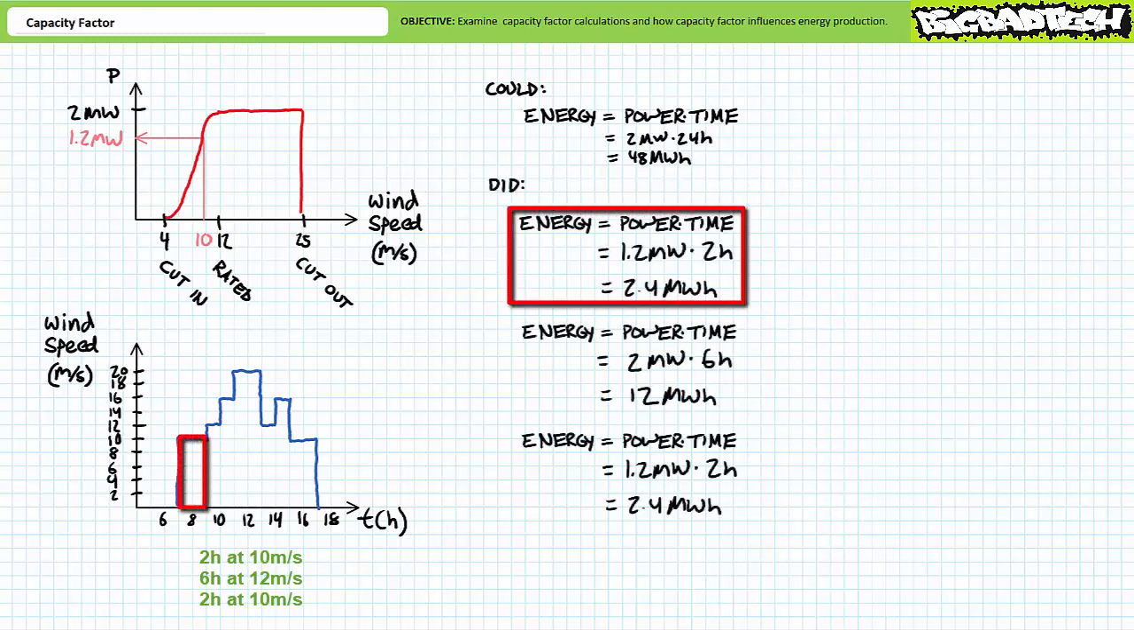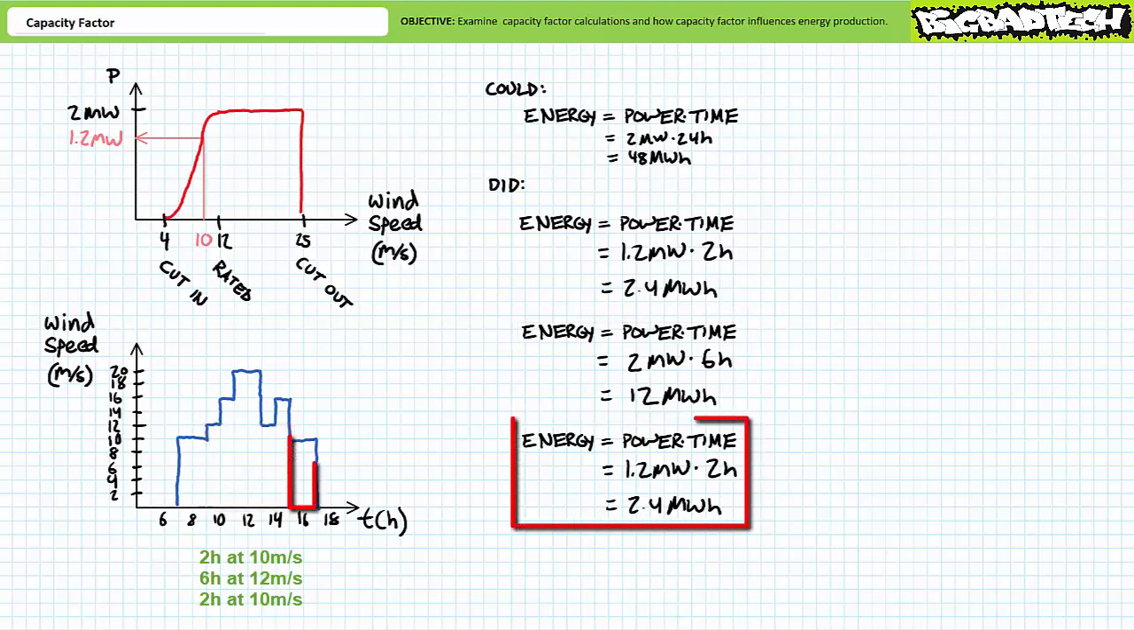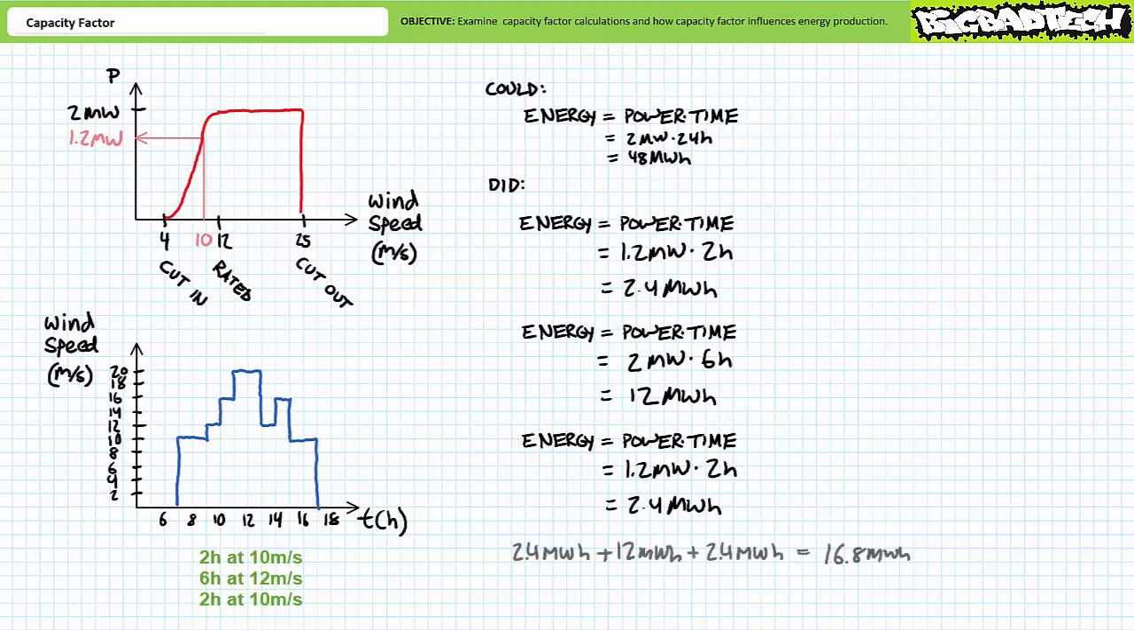For the first 2-hour period of 10 meters per second wind, the turbine produces 1.2 megawatts times 2 hours, or 2.4 megawatt hours of energy. For the middle 6-hour period of 12 meters per second or greater wind, the turbine produces 2 megawatts times 6 hours, or 12 megawatt hours of energy. Finally, for the last 2-hour period of 10 meters per second wind, the turbine produces 1.2 megawatts times 2 hours, or 2.4 megawatt hours of energy. In summation, the turbine produces 2.4 megawatt hours, plus 12 megawatt hours, plus 2.4 megawatt hours, or 16.8 megawatt hours of energy in total.